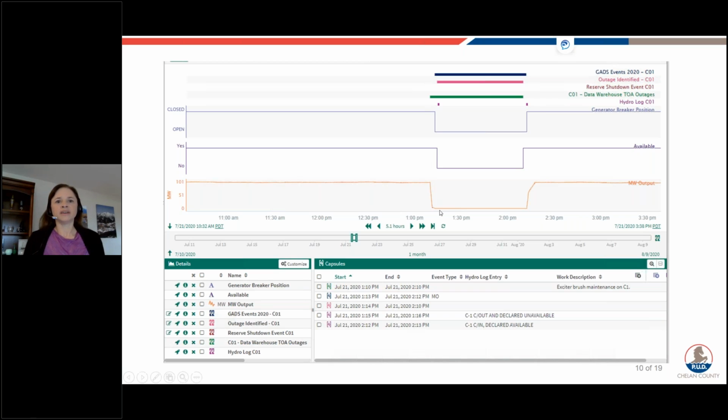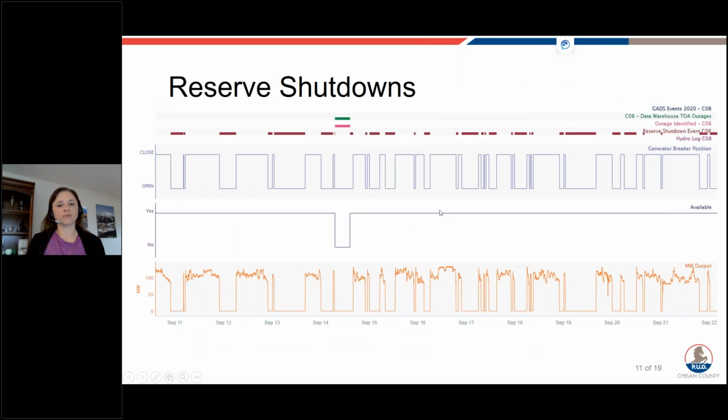On the next slide, we have a sample of our reserve shutdowns. This screen shows a 10-day window on one of our units. The dark red bands across the top indicate the unit is in a reserve shutdown event. So you can see there are several of those on this screen. This was very helpful. Actually, just yesterday, we submitted over 600 reserve shutdowns for our Q3 GADS reporting. And we were able to do this without any manual entry, which is huge.